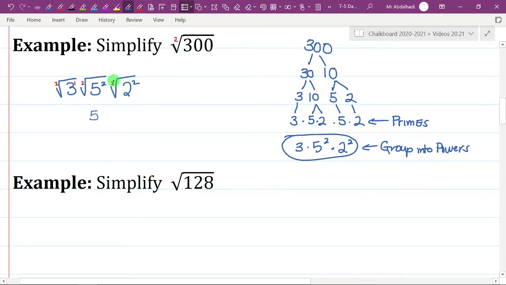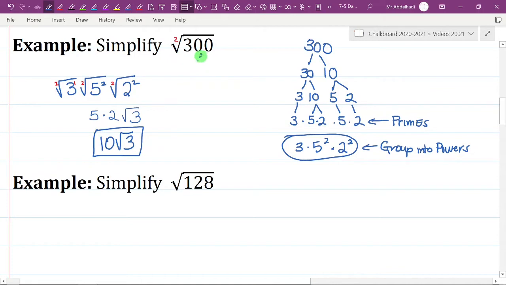Here, same thing. 2 divides by 2 gives you 1. This becomes 2 to the first power, so that's just a 2. So now you have 5 from here, 2 from here, and this square root of 3 right here. You can't do anything with it, so you leave it on the end here. Now 5 times 2 is 10 radical 3. And that's what we got before.